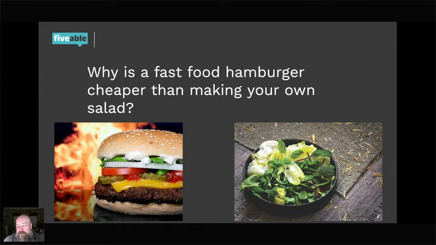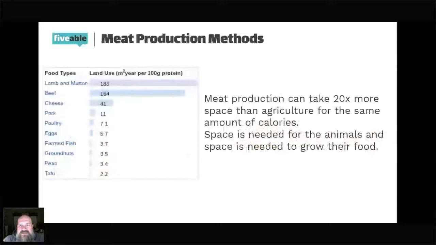Now, if you ever go to the grocery store with your parents, or if you ever decide you want to do it for yourself and look at the price of meat, it's still very expensive. Very expensive. So let's talk a little bit about why that is. Meat itself can take 20 times more space than crops for the same amount of calories.